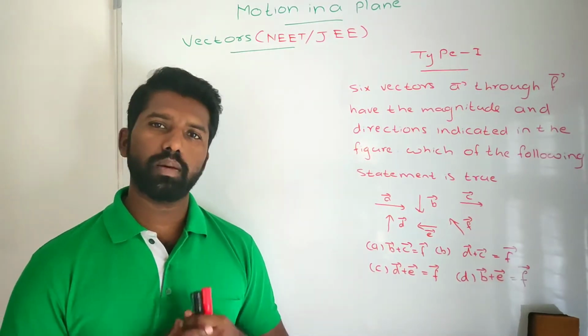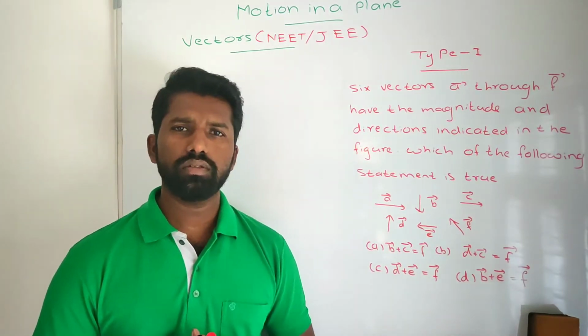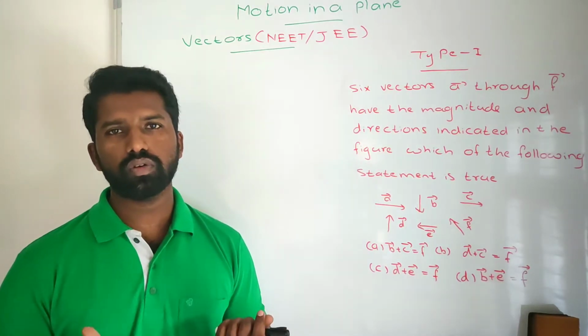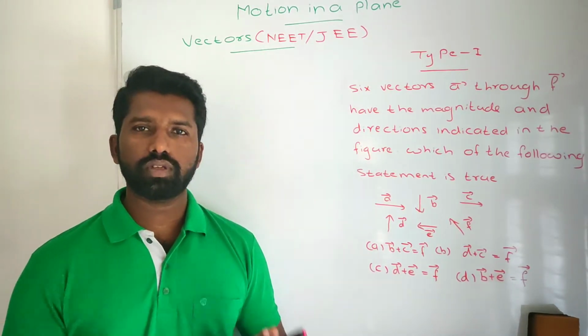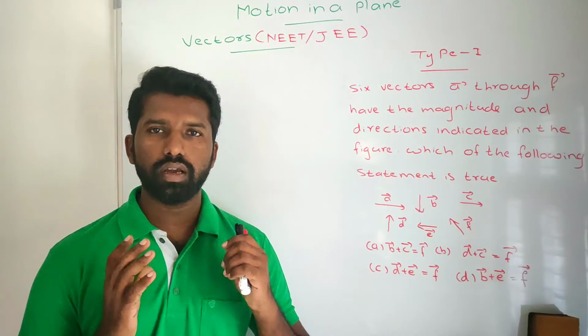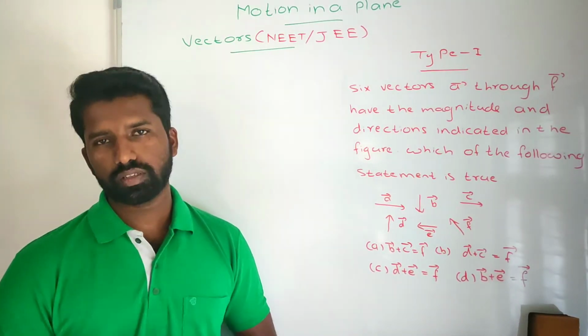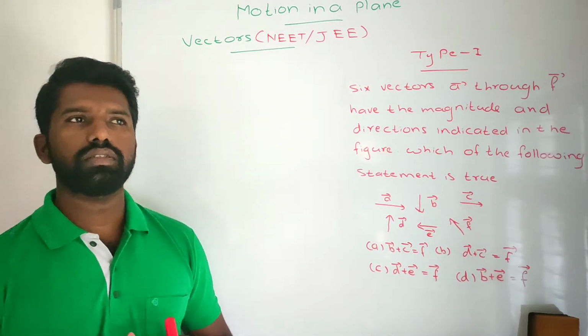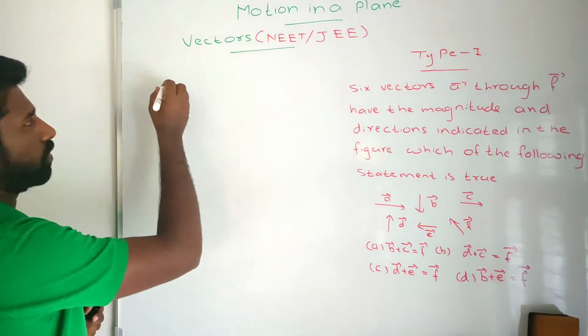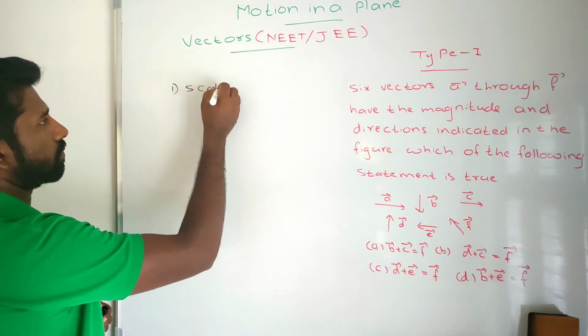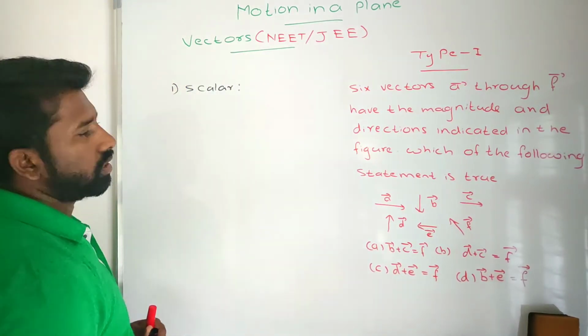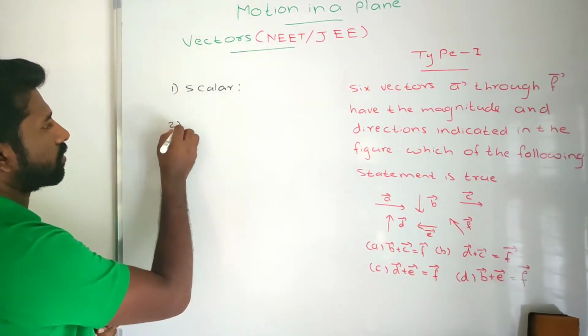But if a body is in a plane, it has more than two possible directions. So the positive and negative sign is not enough for representing the direction. So we introduced a concept that is scalar and vector. So the physical quantities are classified into two types. One is scalar quantities and the other is vector quantities.